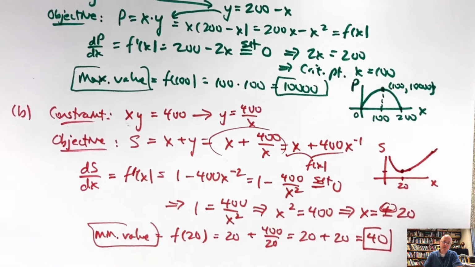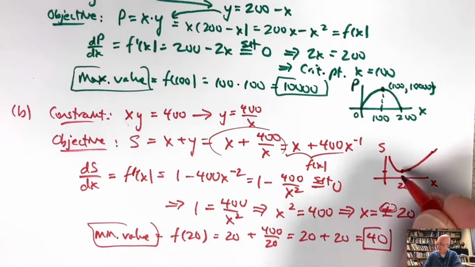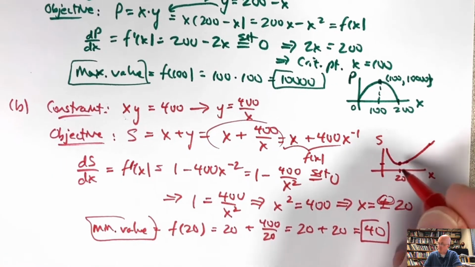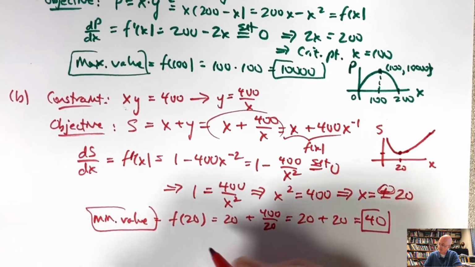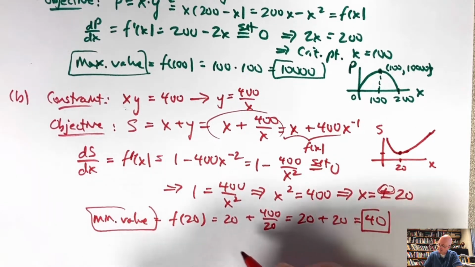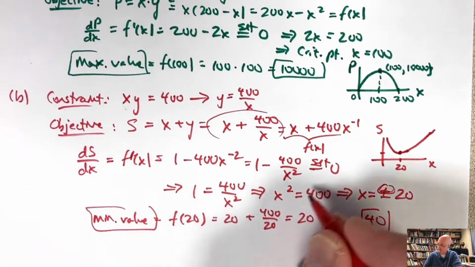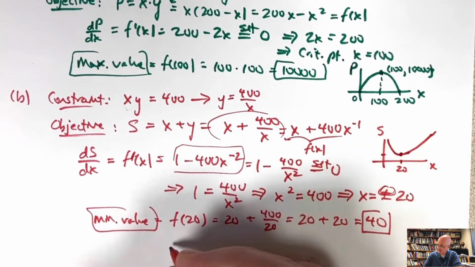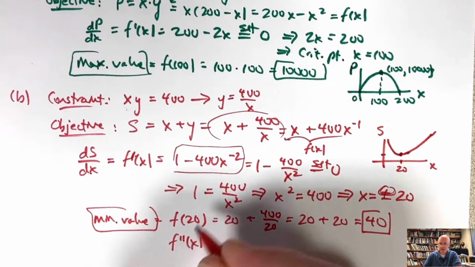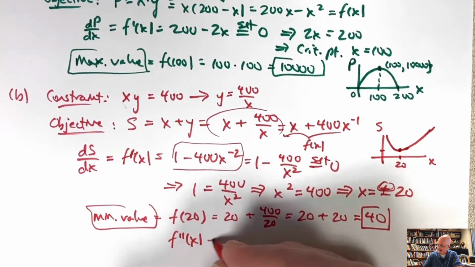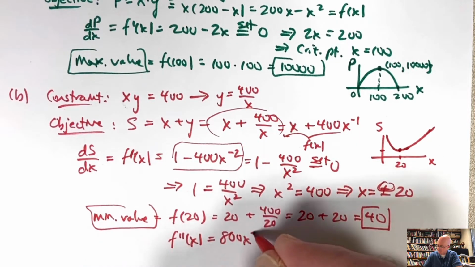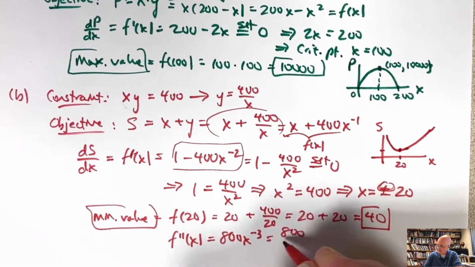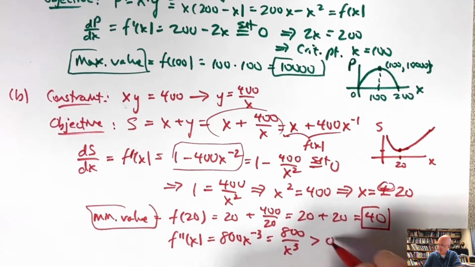You could confirm that with the first or second derivative test, and in fact it is a global minimum because the second derivative is always positive when x is positive. Let's go ahead and take the second derivative here, focused on this formula here for the first derivative. The second derivative would be 0 plus 800 x to the negative 3, same as 800 over x cubed, which is positive if x is positive, which we are assuming.